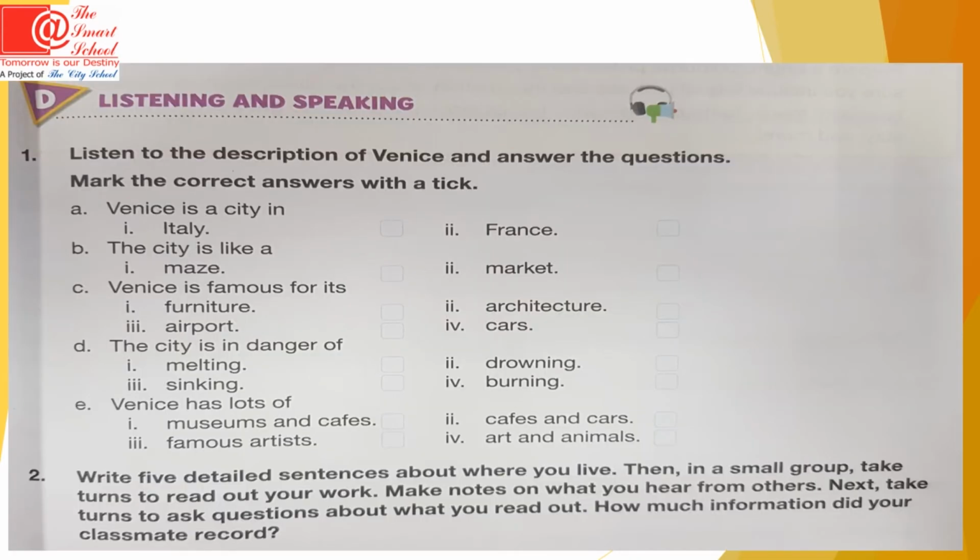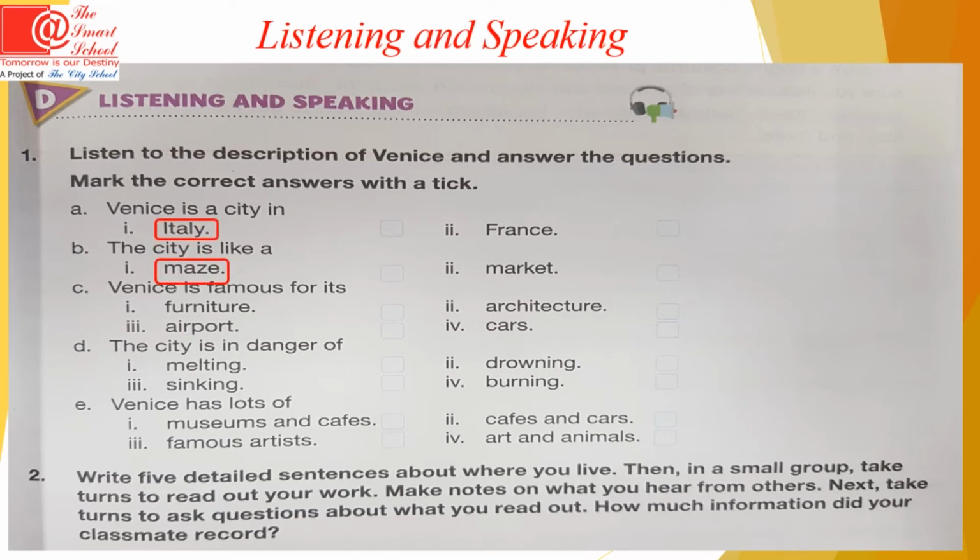Now let's check whether your answers are correct or not. Venice is a city in Italy. The city is like a maze. Venice is famous for its architecture. The city is in danger of sinking. Venice has lots of museums and cafes. Now question number 2 answers you have to tell your teacher. She's waiting for your answer. Wait for your turn.